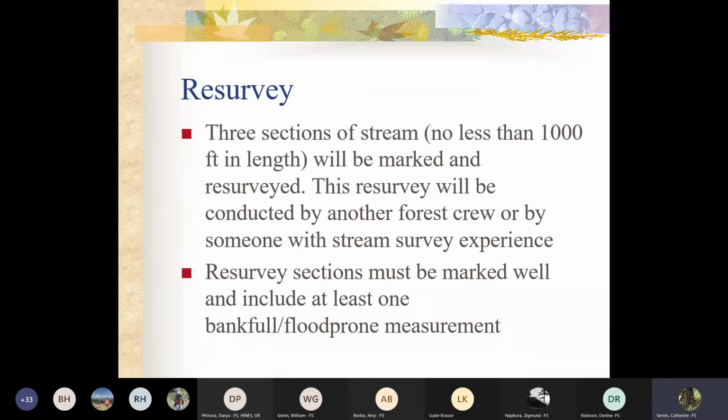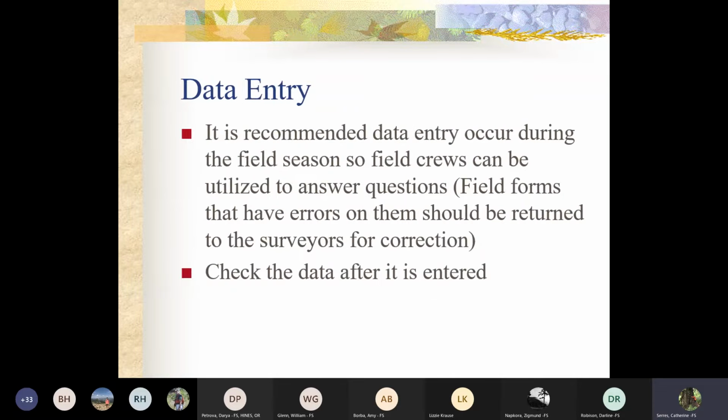I'm going to skip this section because we're not going to do these resurvey sections. I may get back to this in another year, but for this year, we're going to skip this one. Data entry. This is something that you do. I like to see it done during the season if possible. It doesn't always happen, but if you want a data entry class and you want to be able to enter your data during the season, I can definitely help you with that, and then help you with the data entry quality control as well.